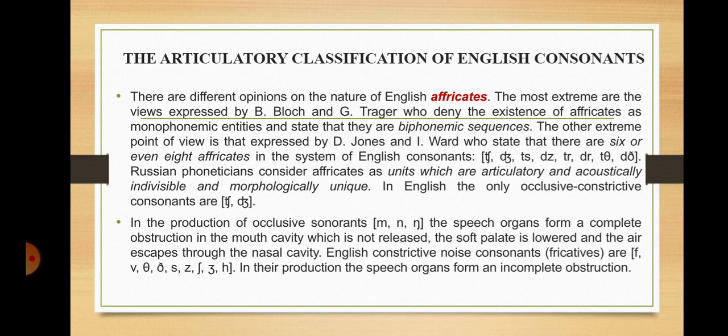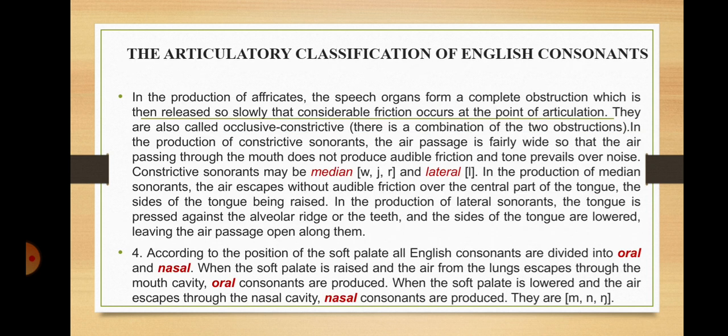In the production of occlusive sonorants, m, n, the speech organs form a complete obstruction in the mouth cavity, which is not released. The soft palate is lowered, and the air escapes through the nasal cavity. English constrictive noise consonants, fricatives, are f, v, th, th, s, z, sh, zh, h. In their production, the speech organs form an incomplete obstruction. In the production of affricates, the speech organs form a complete obstruction which is then released so slowly that considerable friction occurs at the point of articulation. They are also called occlusive constrictive. There is a combination of the two obstructions.